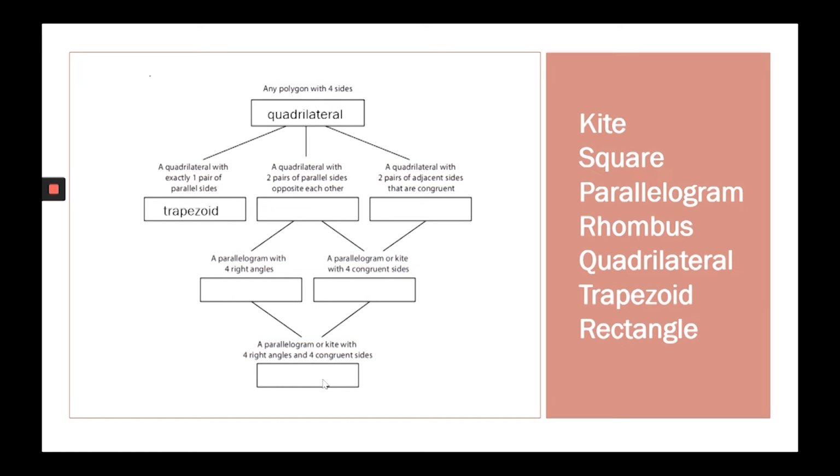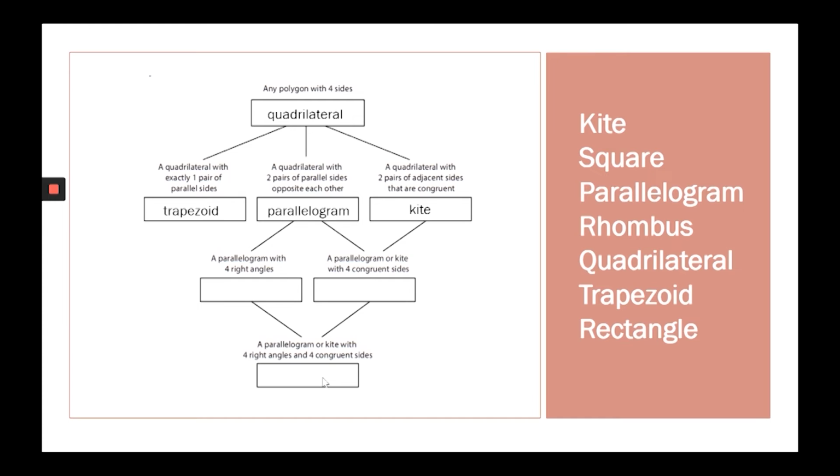How about a quadrilateral with 2 pairs of parallel sides opposite each other? That's a parallelogram. How about a quadrilateral with 2 pairs of adjacent sides that are congruent? Congruent meaning same length, right? That would be a kite. What about adjacent though? Does adjacent mean opposite each other? No, adjacent means next to each other.